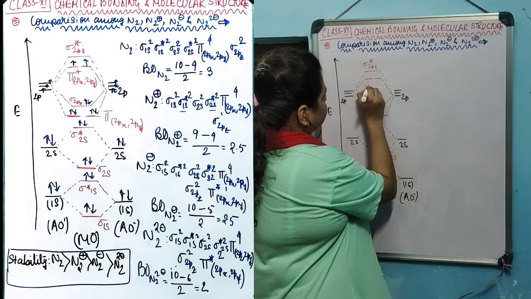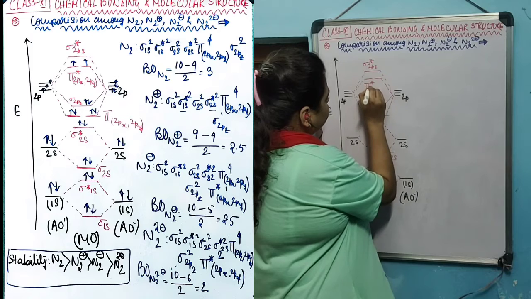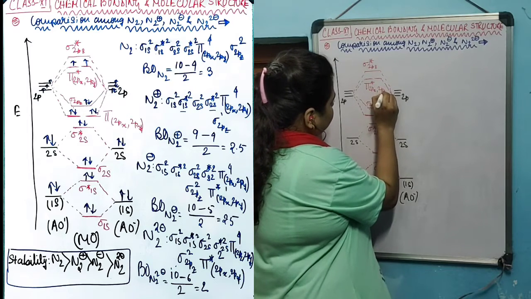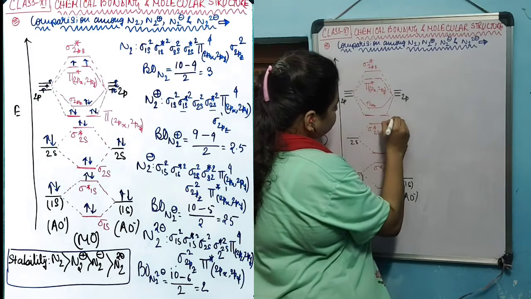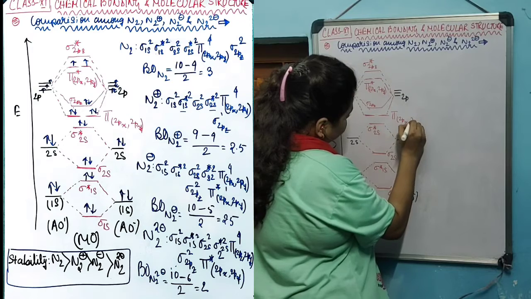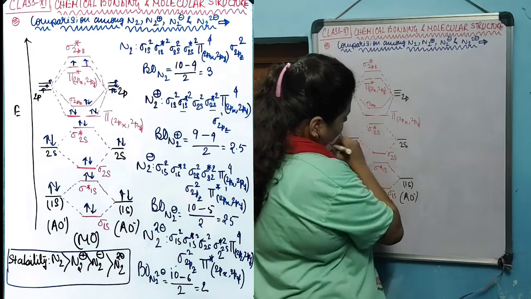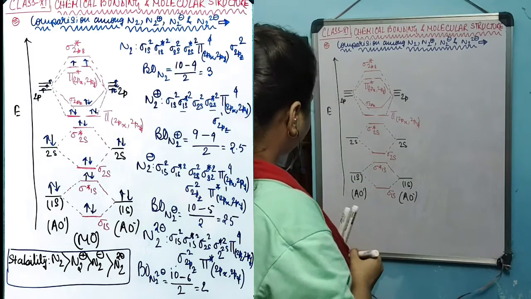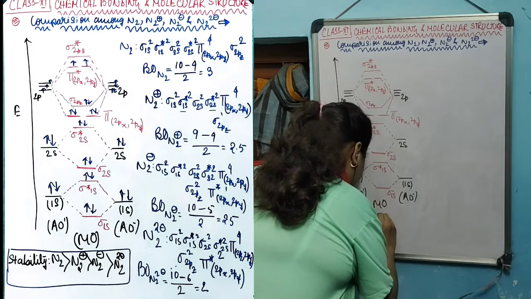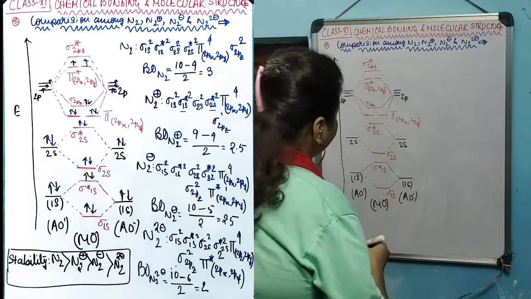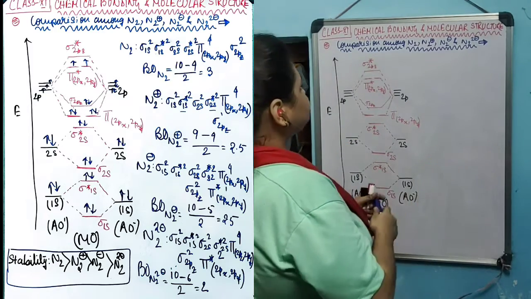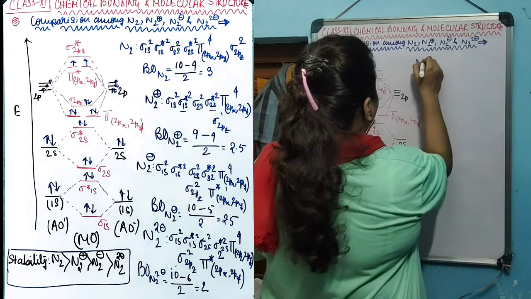This is the pi star 2px, 2py. This is pi 2px, 2py. This is the molecular orbital diagram of the species that we are comparing. At first, let's compare the N2 molecule.